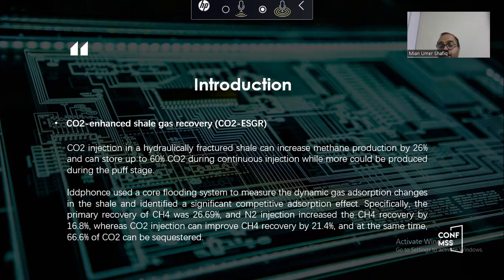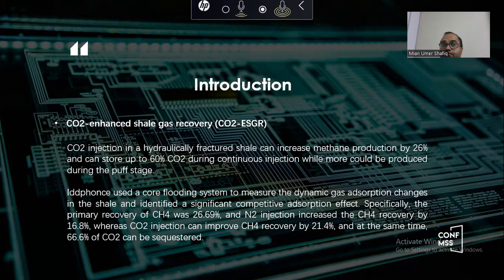Then there is a study that used a CO2 flooding system to measure the dynamic gas adsorption changes in the shale and identify the significant competitive adsorption effect. So basically they measured the adsorption of the CO2 on the shale.